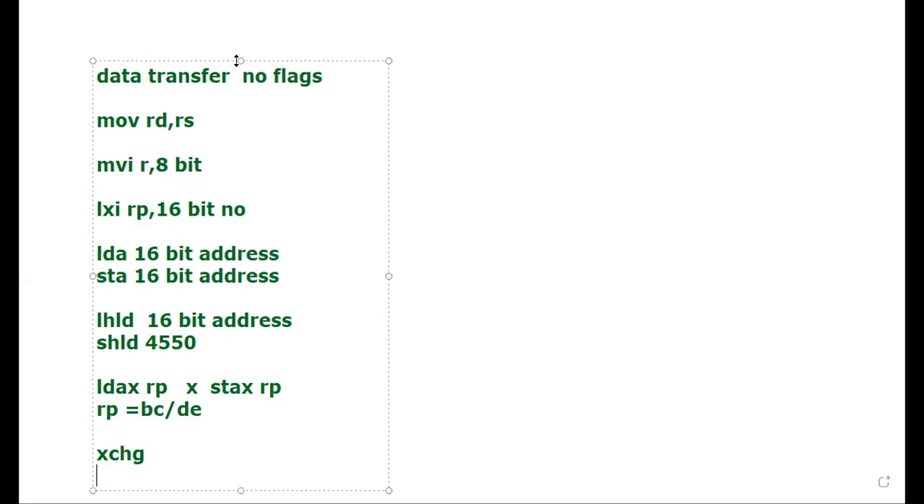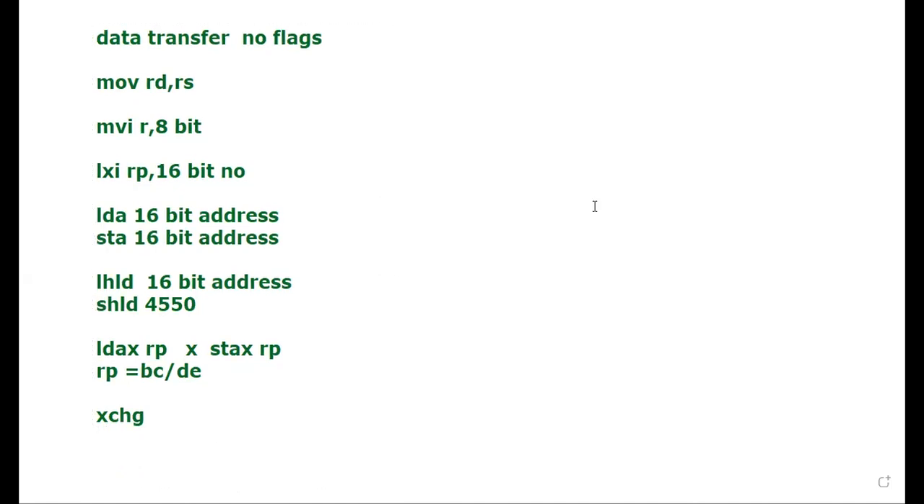Okay, so all these are your data transfer group of instructions: 1, 2, 3, 4, 5, 6, 7, 8, 9, 10. Hardly there are 10 to 13 instructions, because when it is MOV it can be Rd, M or Rd, Rs, so those are 3 instructions. So these 13 instructions you should know well if you want to write the programs.